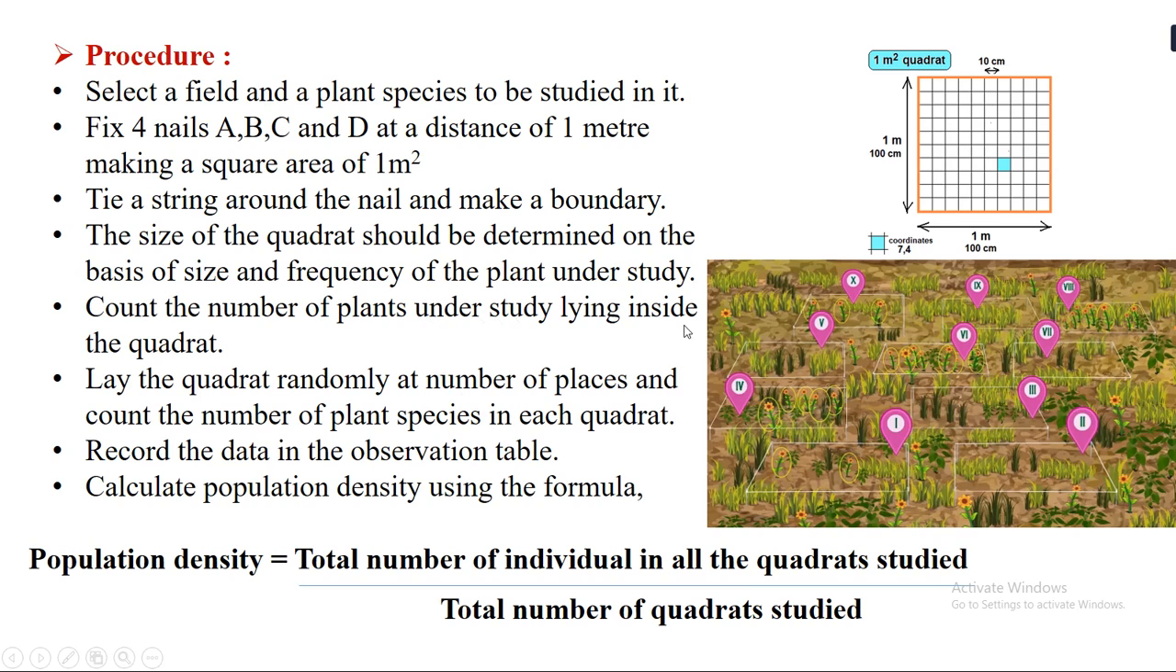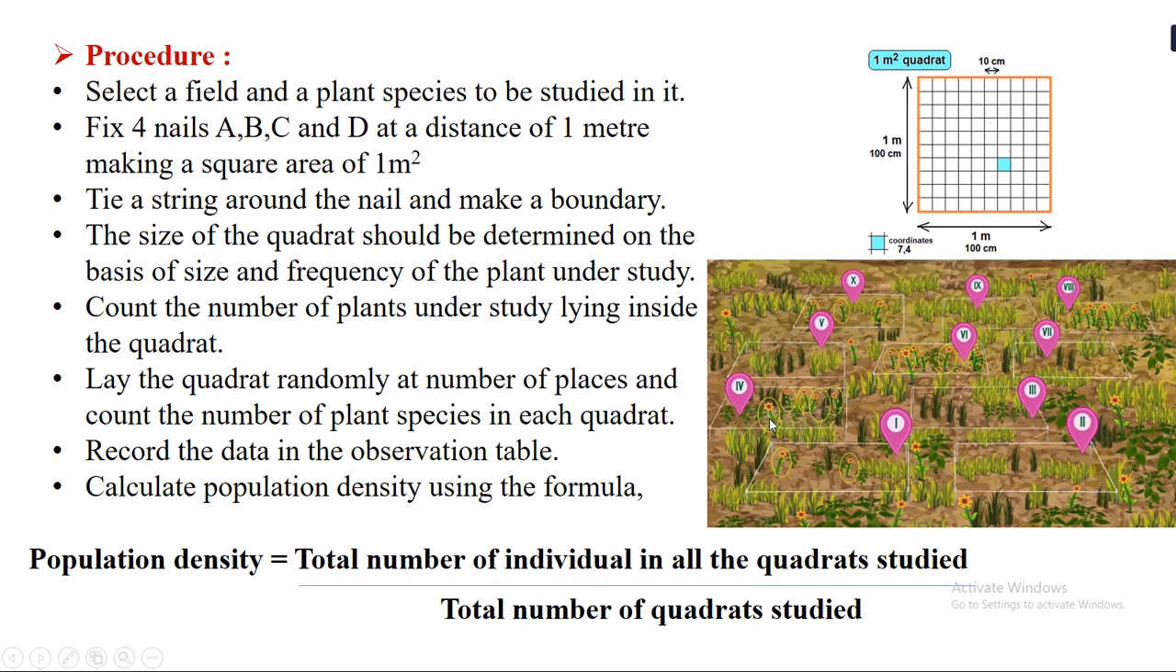Next, you count the number of plants under study lying inside the quadrant. In this picture, this plant with yellow flowers is marked. Suppose this plant with yellow flowers is the plant species for study. You will count the individuals of that species in each quadrant. In this first quadrant there are 2. In the second quadrant there are none. Even in the third quadrant there is no such plant species.